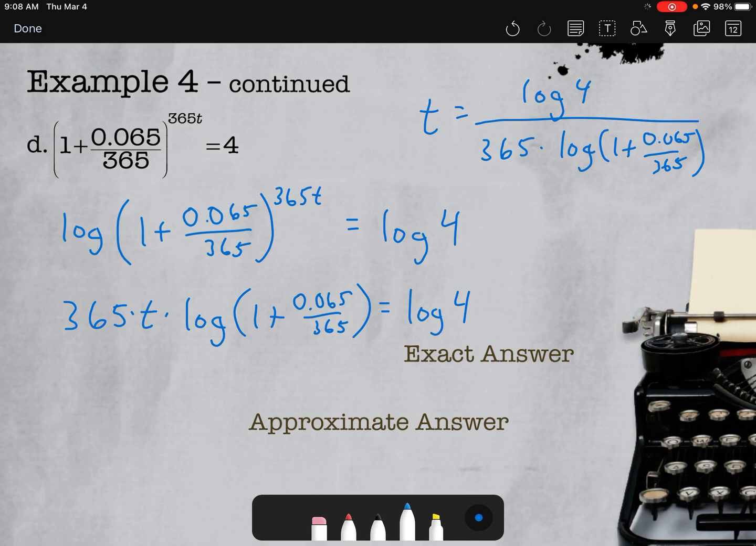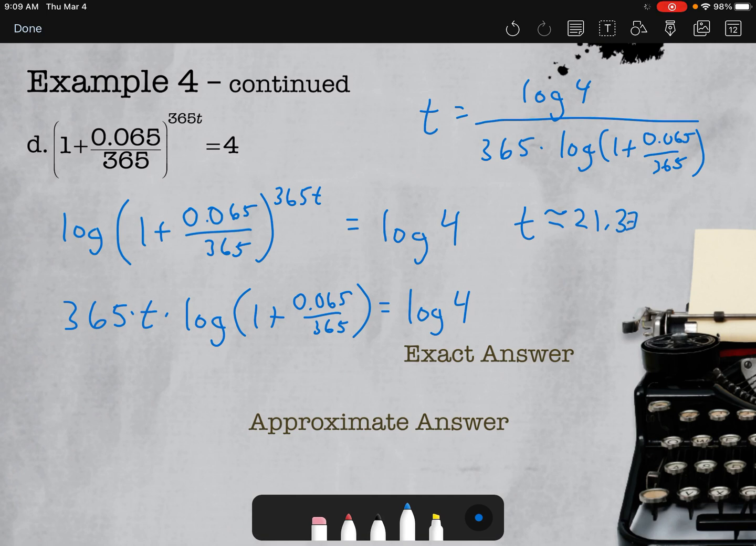Now that's a lot of parentheses we got to navigate. So make sure when you divide, you put the entire denominator in parentheses. Log of 1 plus 0.065 divided by 365. How many parentheses do I have to close? One.